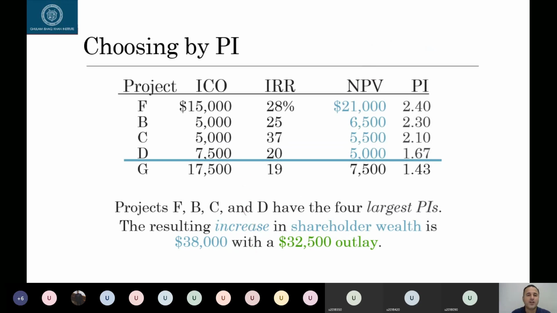This is the fun part now. If I choose based on profitability index, what do I do? I rank all projects based on profitability index. Okay. Then she will choose project F, B, C, and D. And if you see, the net present value is $38,000.